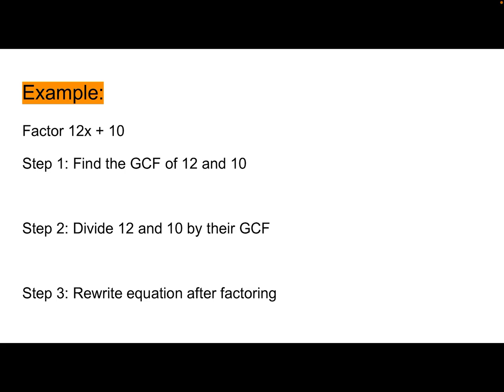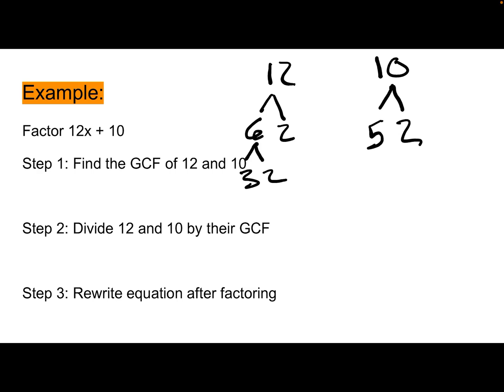All right, next we want to factor the expression 12x plus 10. The first thing we're going to do is find the GCF of 12 and 10. We'll write this over here. 12 is divisible by 6 and 2. 6 is divisible by 3 and 2. Now 10 is divisible by 5 and 2 only. Which ones do these two share? Well, we have a 2 here and a 2 here. So that means the GCF is going to be 2.